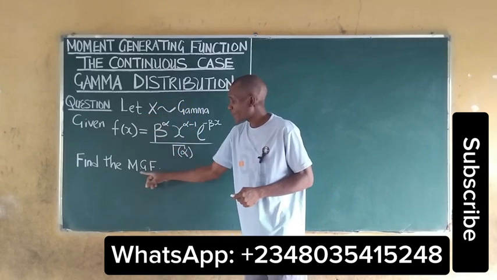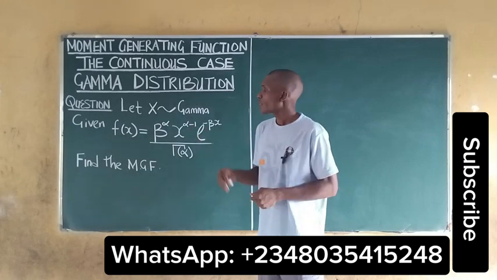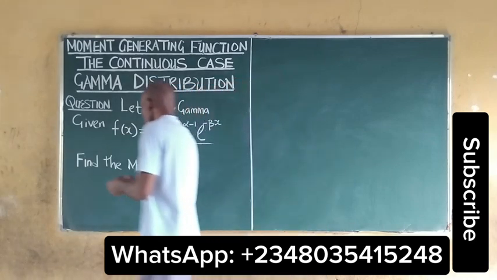We are asked to find the moment generating function for the gamma distribution, and this is the distribution given. How do we go about this? Solution.